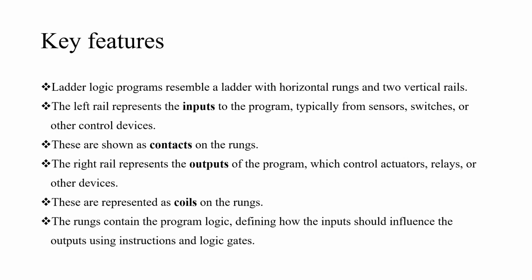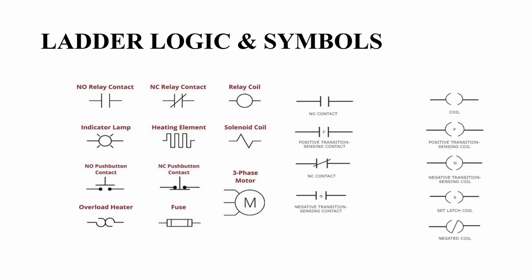The rungs contain the program logic defining how the inputs should influence the outputs using instructions and logic gates. So we shall find that logic gates also form a strong foundation for understanding how ladder logic operates. You will see that we shall have the AND, the OR, the NOR, the NAND, XOR, and so on and so forth. So let's look at the ladder logic and the symbols.